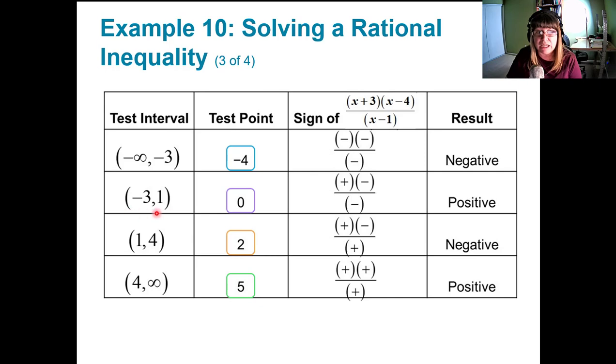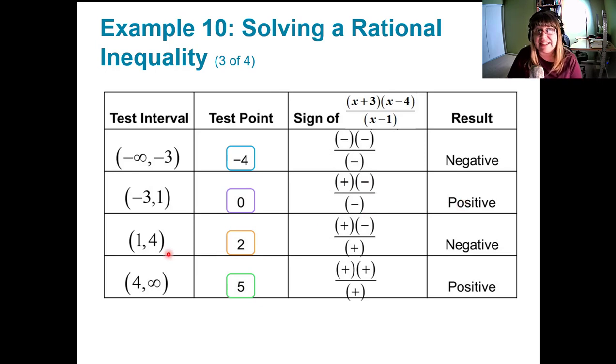Now in the interval of negative 3 to 1, 0 is available, and I love 0. It just makes math easy. 0 plus 3 is positive. 0 minus 4 is negative. 0 minus 1 is negative 1, which is negative. And negative over negative is positive, and positive times positive is a positive.